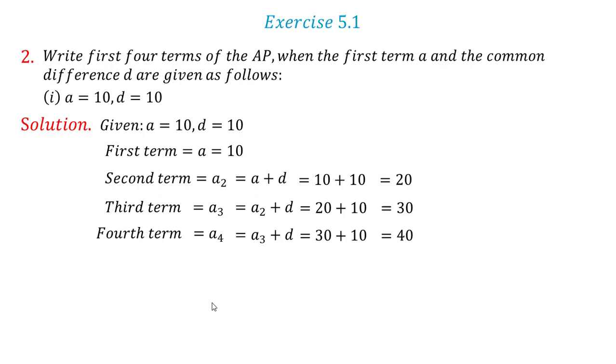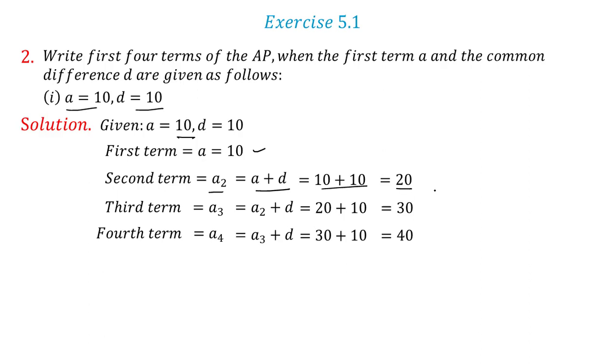Okay, now the second question: write the first 4 terms of an AP when the first term a and the common difference d are given. Again, this is a very simple question. You are given the first term and the common difference. To get the second term, you add the common difference to the first term.